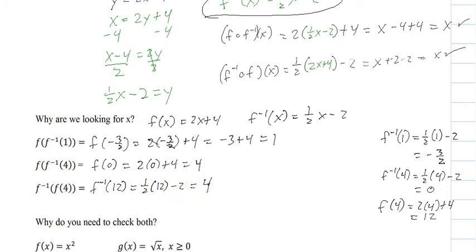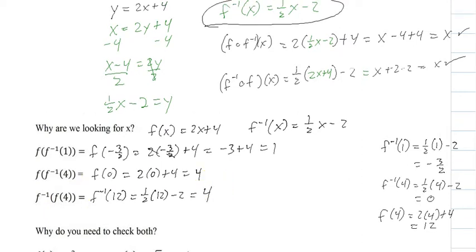Do you see what's happening? We plugged 1 into the composite of inverse of f, and we get 1. We plug in 4 into that same situation, we get 4. Do you notice each input that we start with is our final output? It's 1, we get 1. 4, we get 4. It's just a giant circle.